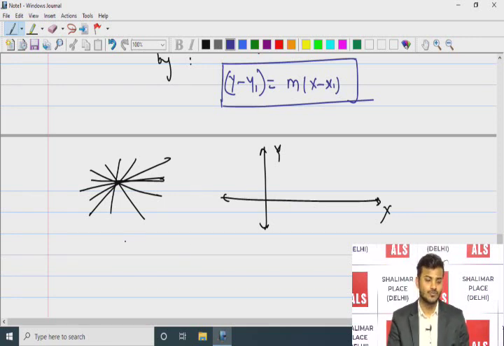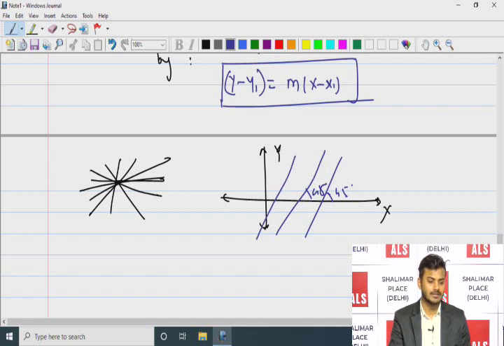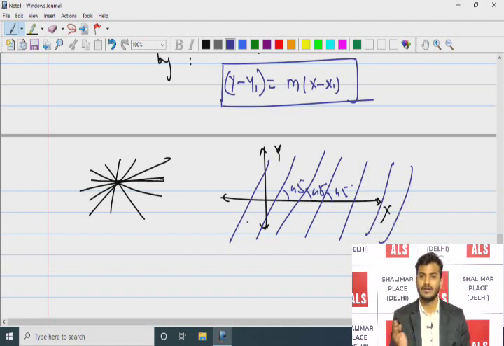1 or 2, or maybe infinite? See, this is one line with 45 degrees. This is second line with 45 degrees, third line with 45 degrees, fourth, fifth, sixth, so on, infinite lines, I guess, right? So here we conclude that if only one point is given, you can draw infinite number of lines from that particular point. Similarly, if you have one slope value, you can have infinite number of parallel lines.